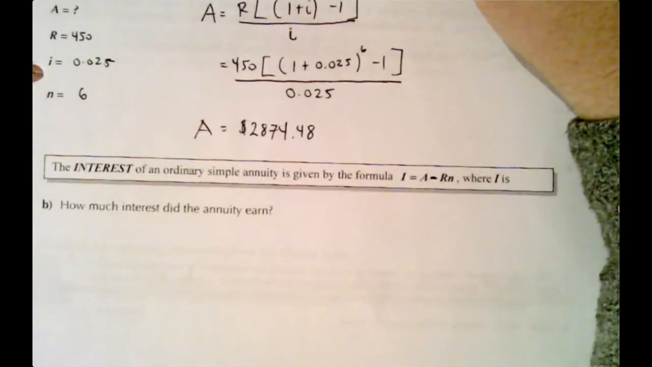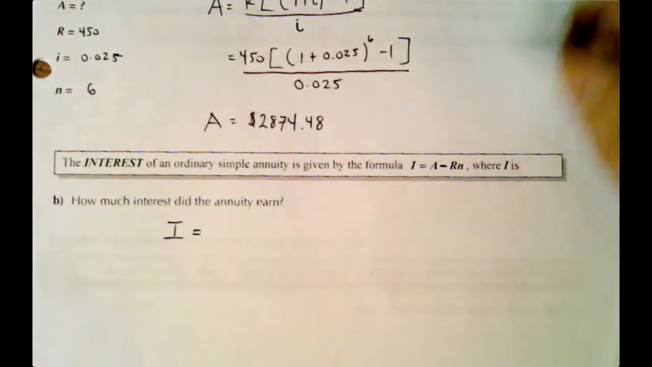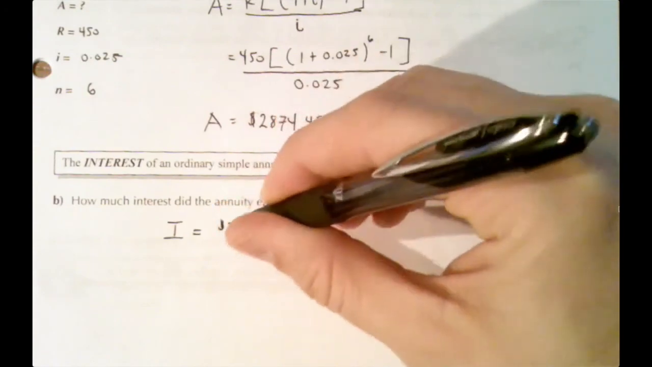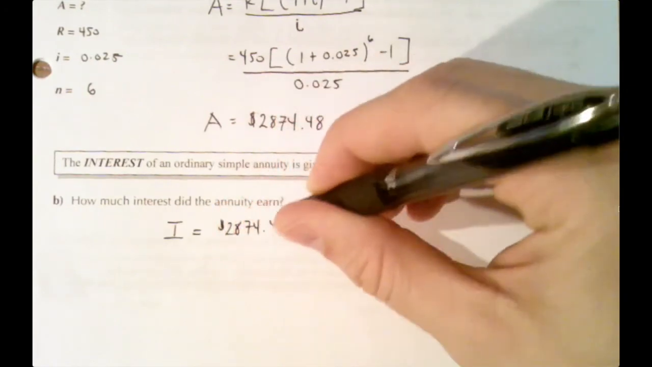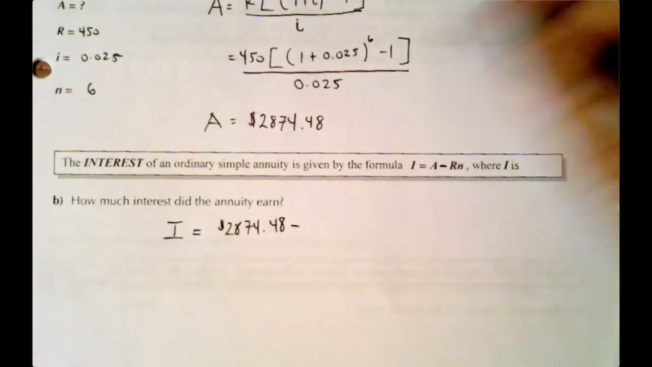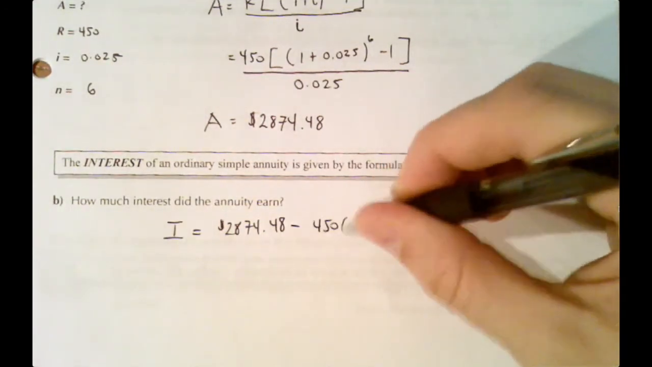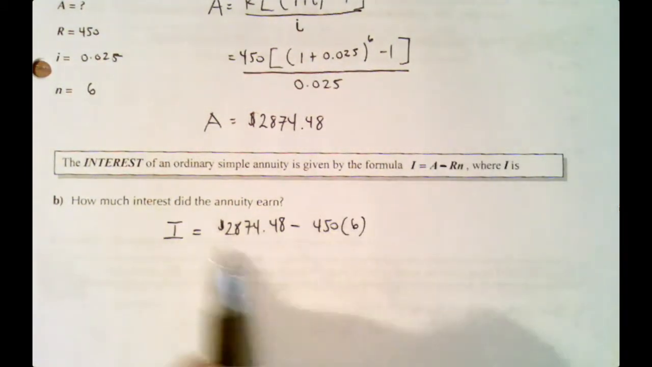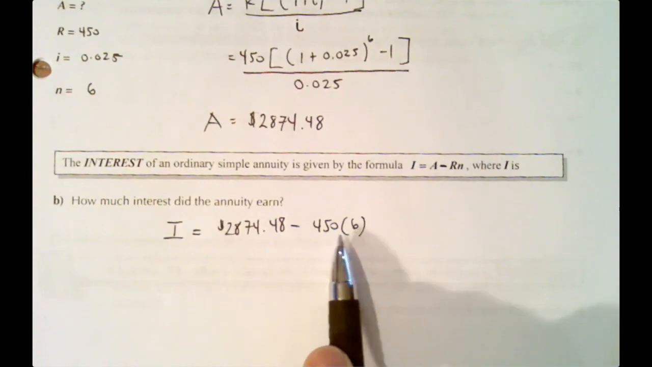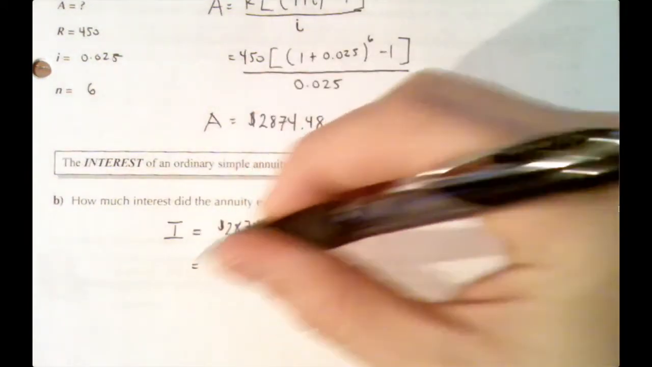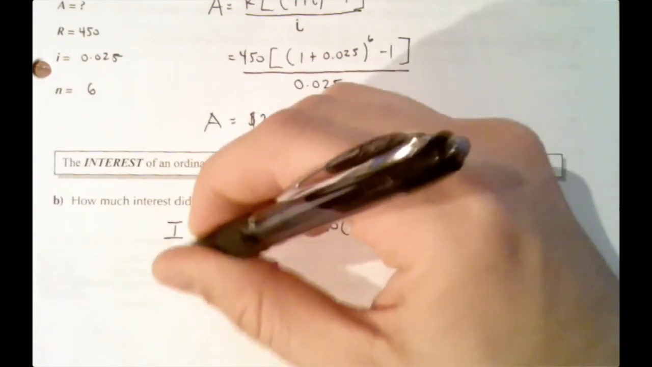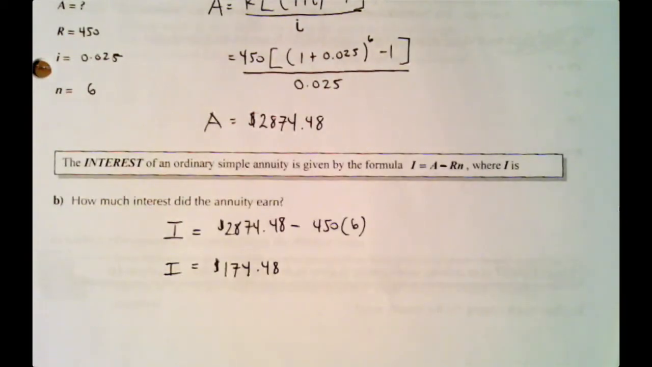So what's this mean? Well, I'm going to show you. The total interest the annuity earned is A, which we just figured out, $2,874.48, minus R is 450 times N is 6. So basically we're taking our final amount and we're subtracting away all those payments that we made of 450. And if we do that, we end up with $174.48. And that is our total interest.